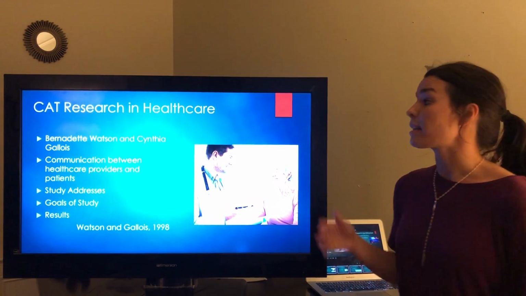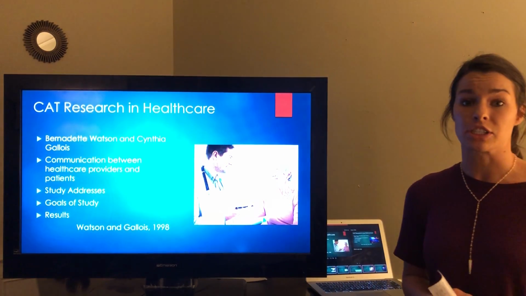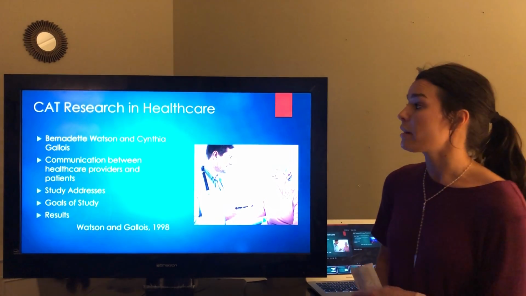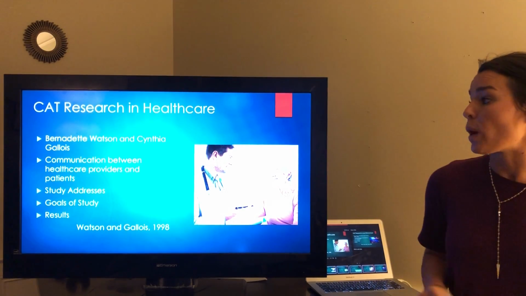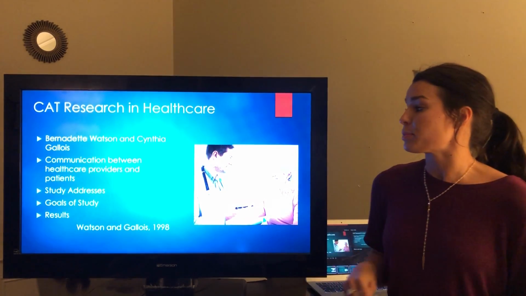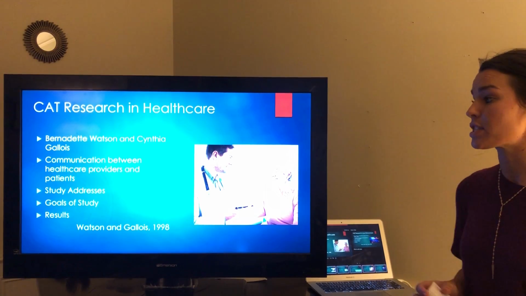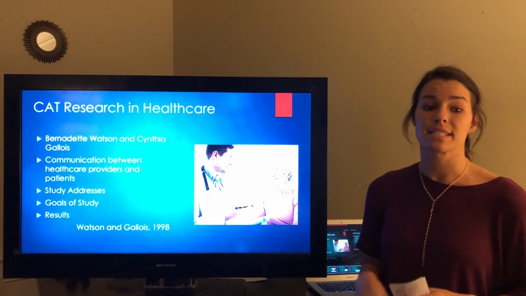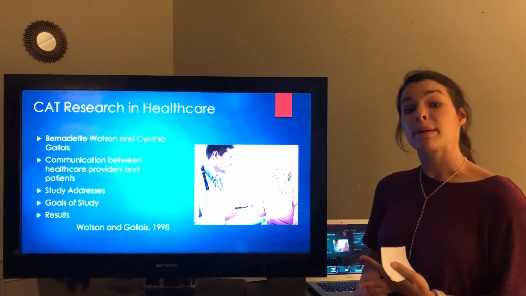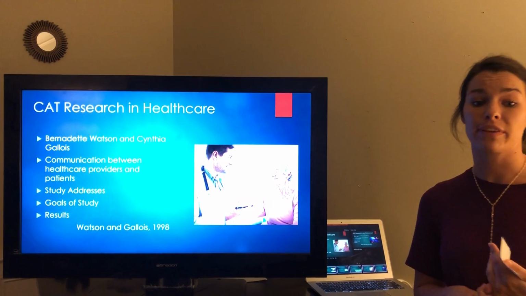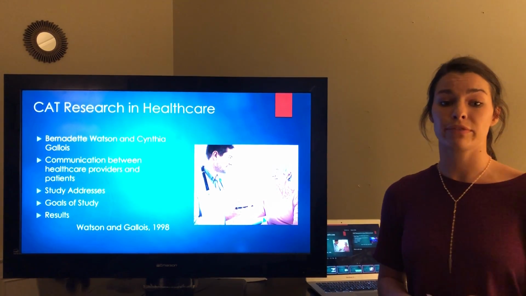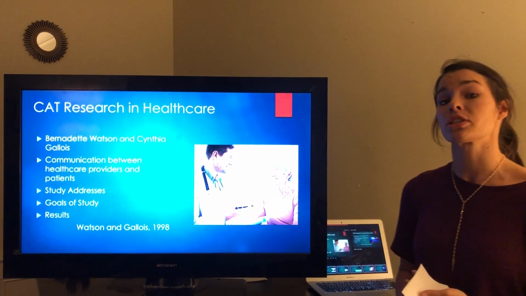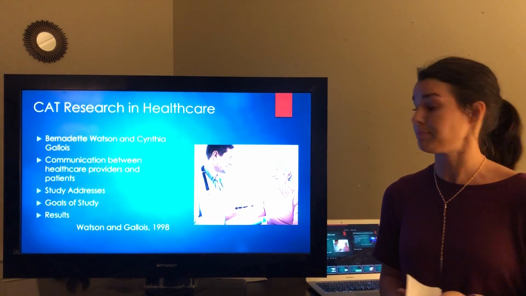Now we're going to apply CAT to a couple of different pieces of research. First, research in healthcare. Watson and Gallois did a study on communication between healthcare providers and patients. The study addressed two things. Patients need to be more involved, and health professional and patient encounters need to be governed by interpersonal and intergroup interactions.